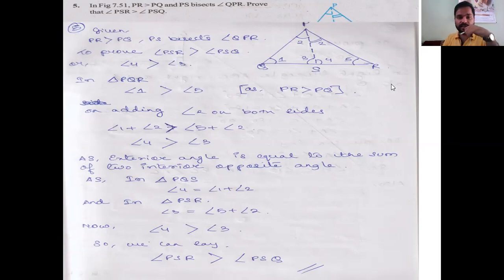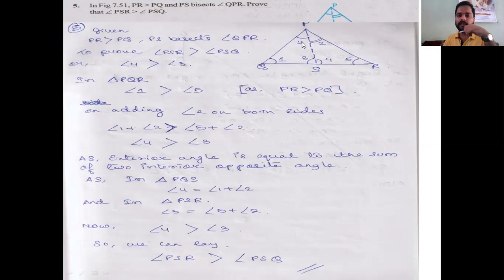So therefore, I just explained it to you before starting the question. Given PR is greater than PQ and PS bisects QPR. If PS bisects QPR, that means angle P is divided equally.